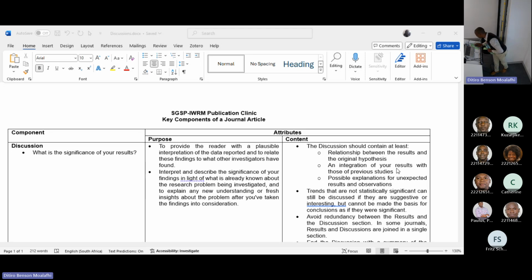So what is the content? The discussion should at least contain the relationship between the results and the original hypothesis, very key. Integration of your results with those of previous studies. Possible explanations for unexpected results and observations. You know, sometimes when you do work, like it has been highlighted, you discover some other stuff accidentally.